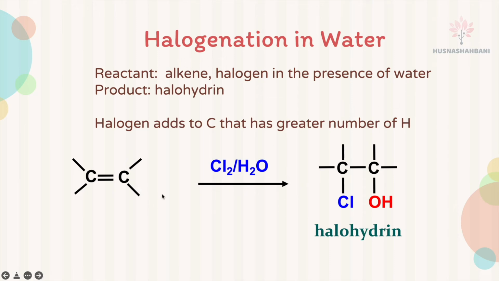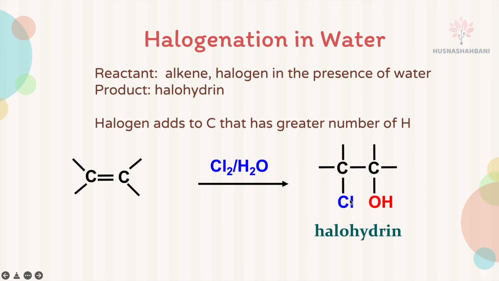Halogenation in water. The reactants are alkene and halogen in the presence of water molecules. The product is a halohydrin. So alkenes react with a halogen, here for example Cl2, in the presence of water. Only one halogen atom will be added to one carbon, and on the other carbon an OH group is attached, the OH group from the water. So this product is called a halohydrin.